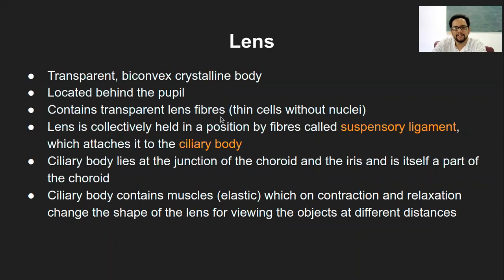It contains transparent lens fibers. These are thin cells without nuclei, so they have no nuclei and are present in fibrous form. That is what makes up the lens structure. Now the function of the lens is obviously like any regular lens that you would know of. And it is held in position by fibers called the suspensory ligament.